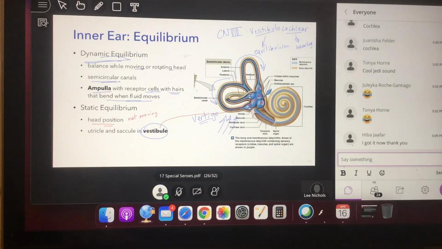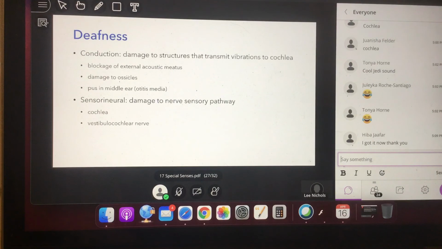When you're standing up, but not moving, you can feel the position that your head is in. This is the way that the brain does something similar to proprioception for the head. And that's called static equilibrium, or non-moving equilibrium. Just understanding the balance of the head while it's not moving.